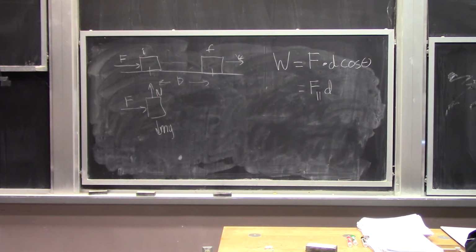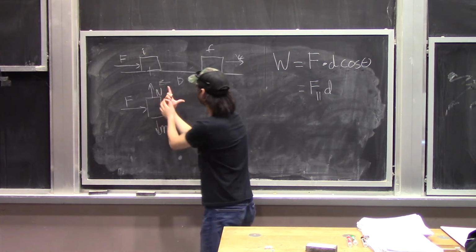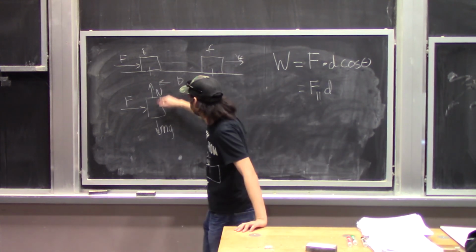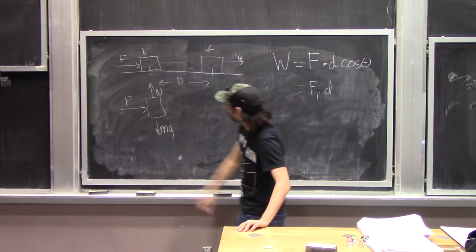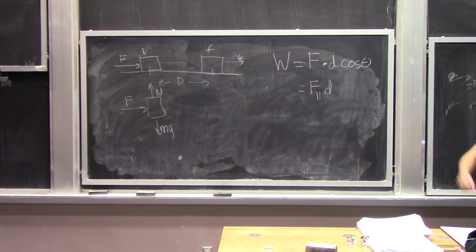Why should the work done by the normal force be 0? Because it's orthogonal. The angle between the displacement and the force is 90 degrees. They're perpendicular to each other. So no work done by normal force. We can say the same thing for the work done by gravity, because again, it's perpendicular to the displacement.